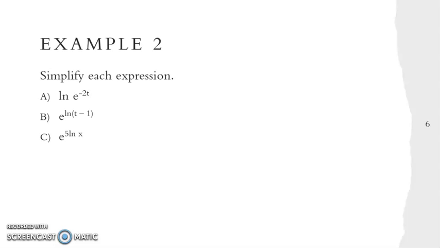This first expression actually equals the negative 2t because this is a log base e, and the base matches this exponential expression right here. So I'm saying e to what power is e to the negative 2t. So the e's cancel out, you just get negative 2t.